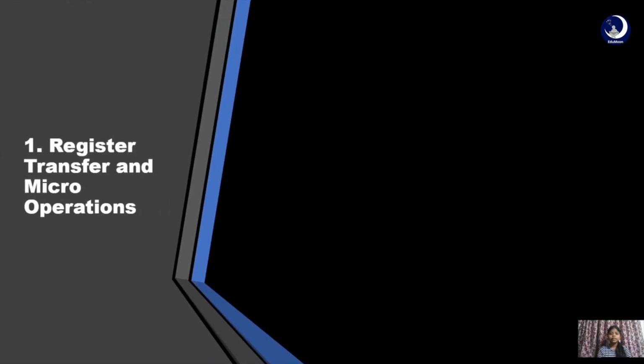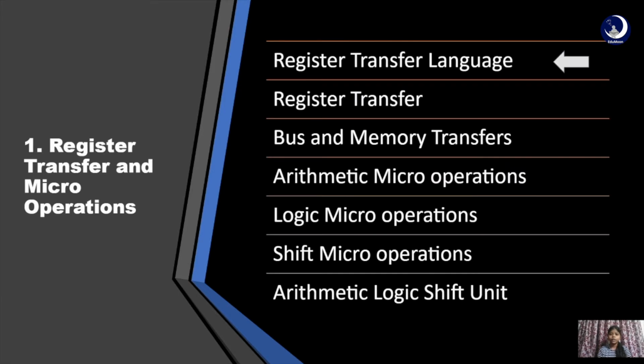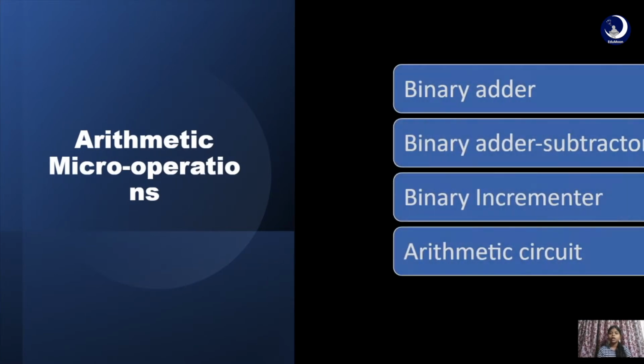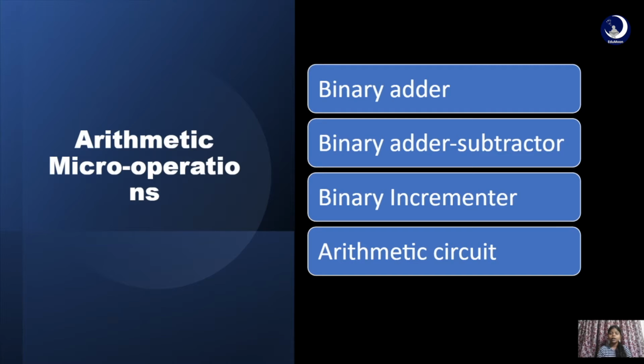So we are in our first chapter, register transfer and micro operations, in which we have discussed register transfer language, register transfer, bus and memory transfers, and we are in the topic arithmetic micro operations. As seen in the previous videos, by using the list of arithmetic micro operations, we can implement the following circuits. We have seen the implementations of binary adder subtractor and binary incrementer, and now we are left with one more implementation, that is the arithmetic circuit. So in this video, let us see the implementation of the arithmetic circuit in detail.